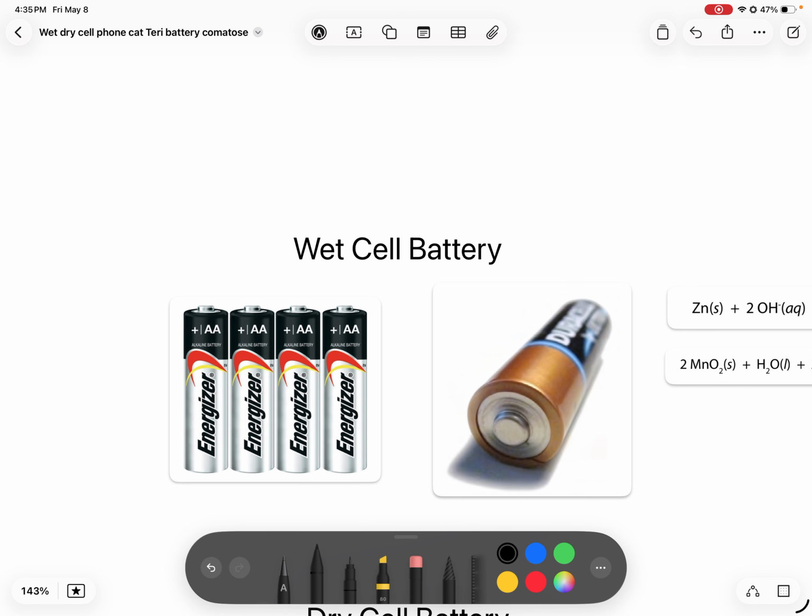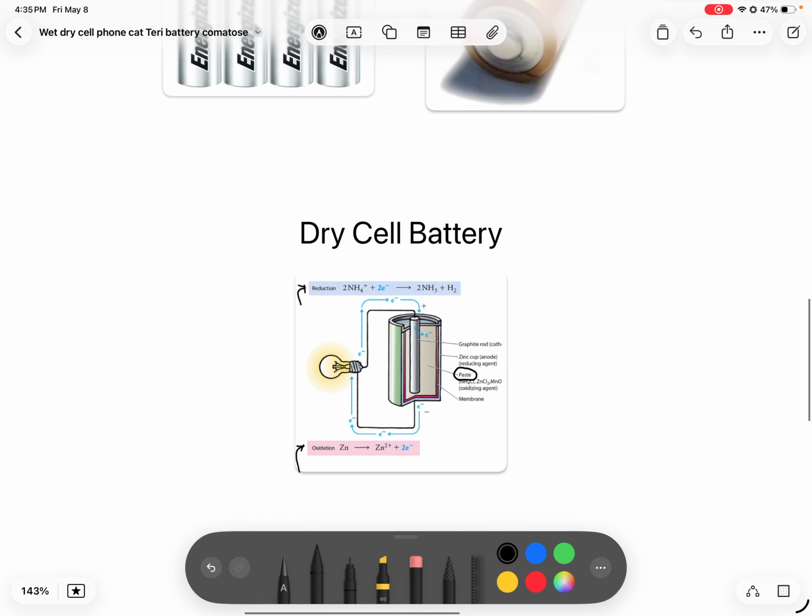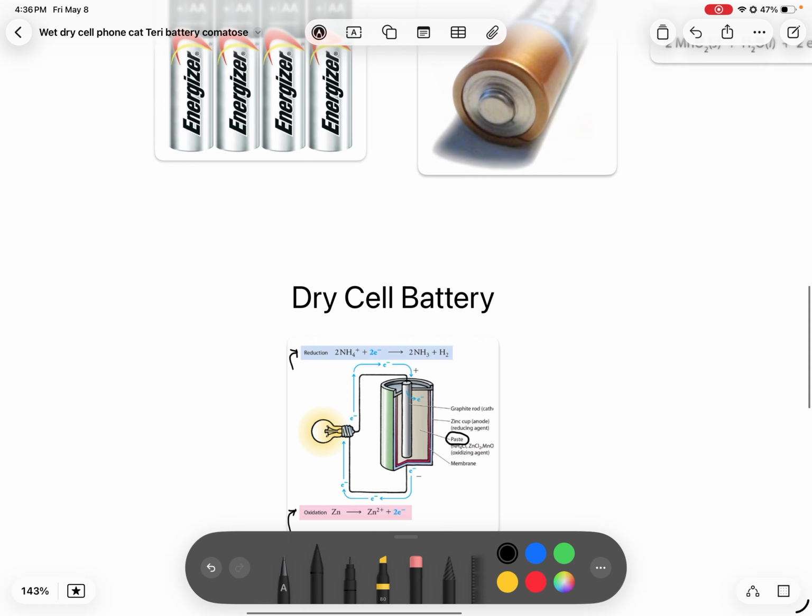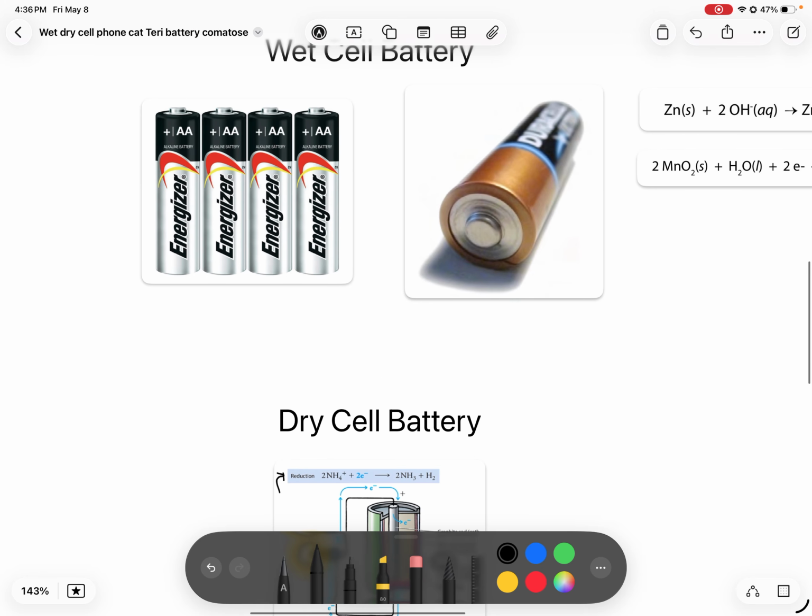For the wet cell batteries, you can find them in digital cameras, in old phones, like handheld radios, something like that. The dry cell battery, on the other hand, is really only found in fan remotes, for example, or TV remotes, where you don't really have a serious need for a high amount of power.